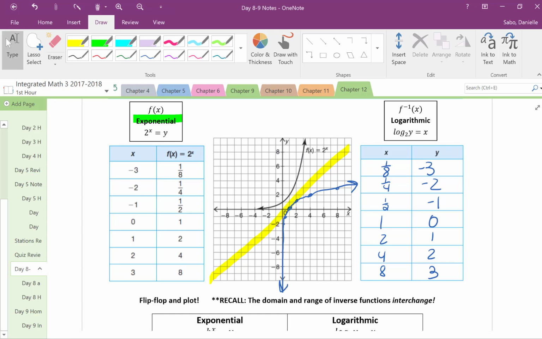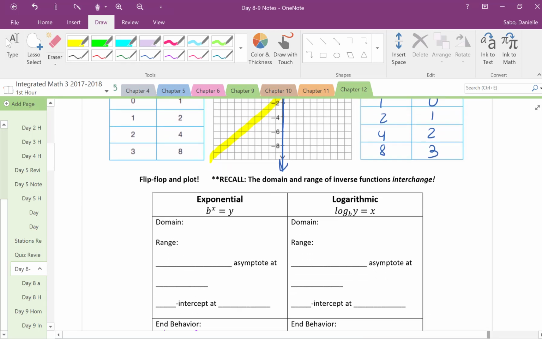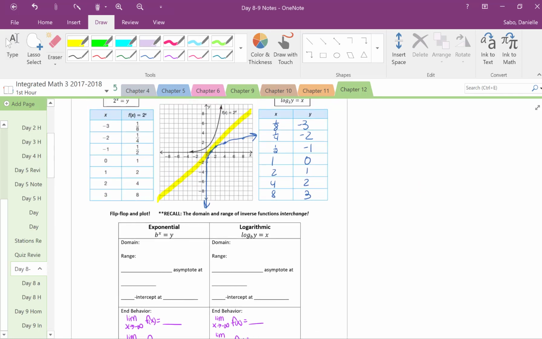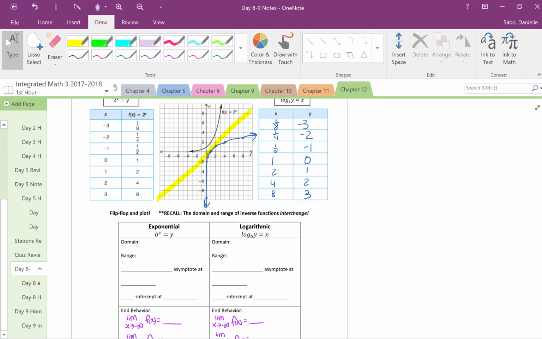Okay, so now again, recall that the domain and the range of inverse functions also interchange. So what's nice about inverses is that if we know the domain and range of one of them, then everything just switches for that inverse function. So what is the domain of our exponential function? What are the x values for our domain of the very first one? Yeah, -infinity to positive infinity.